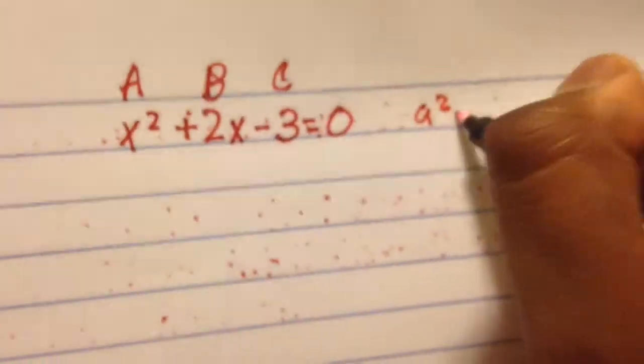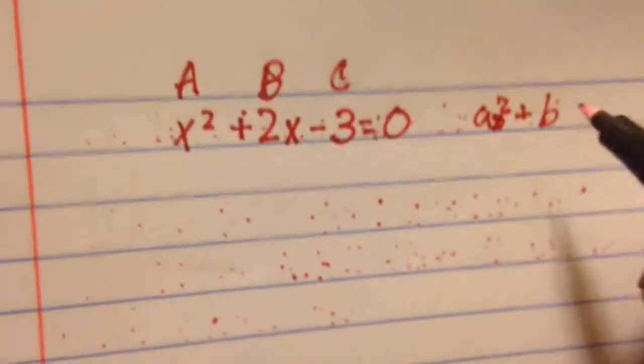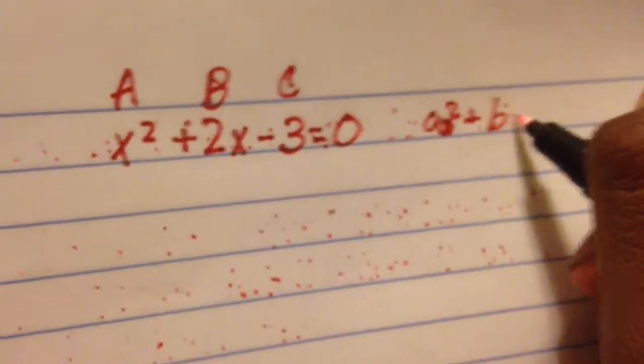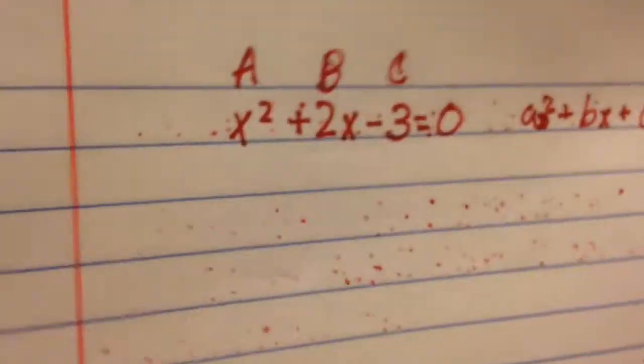A X squared, wait, that's supposed to have an X there, plus BX plus C equals 0. This must equal 0. There are some other equations that don't equal 0. We'll get to that later.